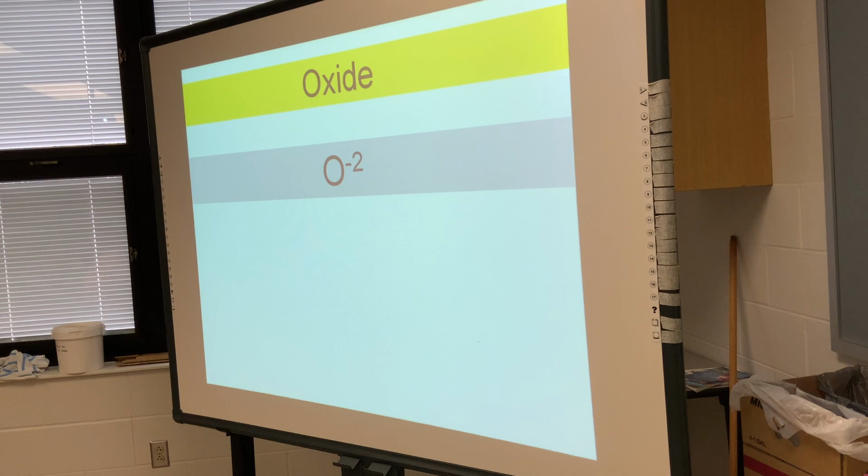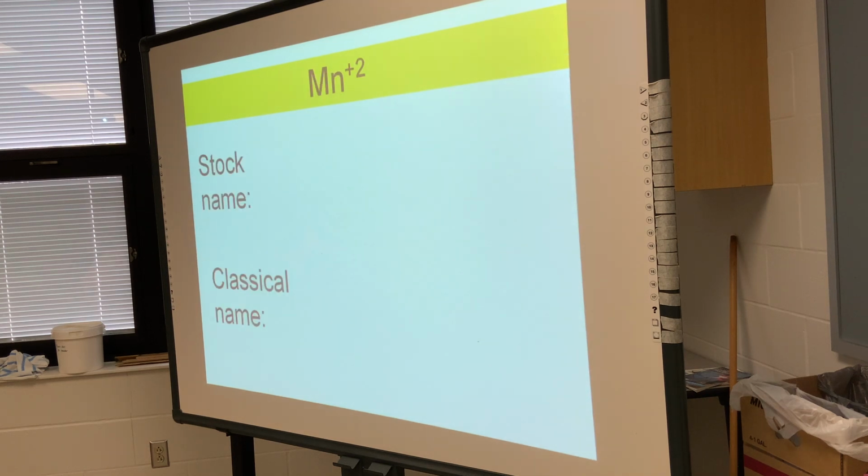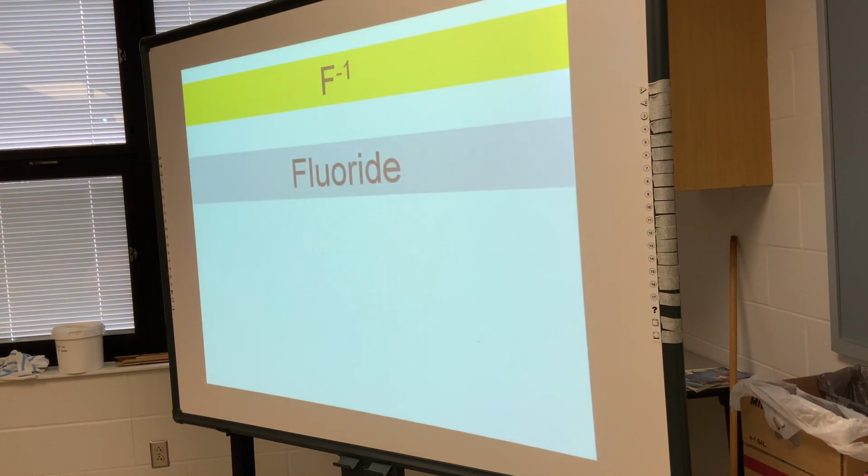H negative 1 is called hydride. Good. Alright, what are the two charges for manganese? 2 and 3. This is the lower one, so this is manganous, or manganese 2. F negative 1, fluoride. Good.